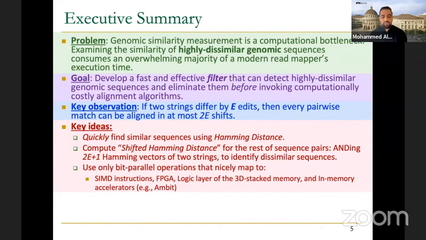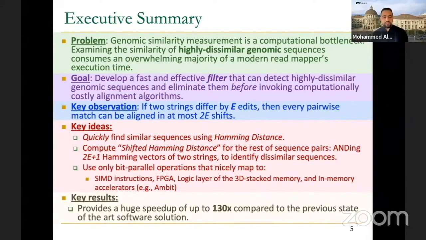Both of these two steps, we apply in FPGA. Since the entire algorithm is highly parallelizable, everything relies on bit-parallel operations, so you can use any hardware platform because this is a really hardware-friendly algorithm. You have the option to use SIMD instructions, as published in the SHD paper, or you can use FPGA, or 3D stacked memory, and so on.